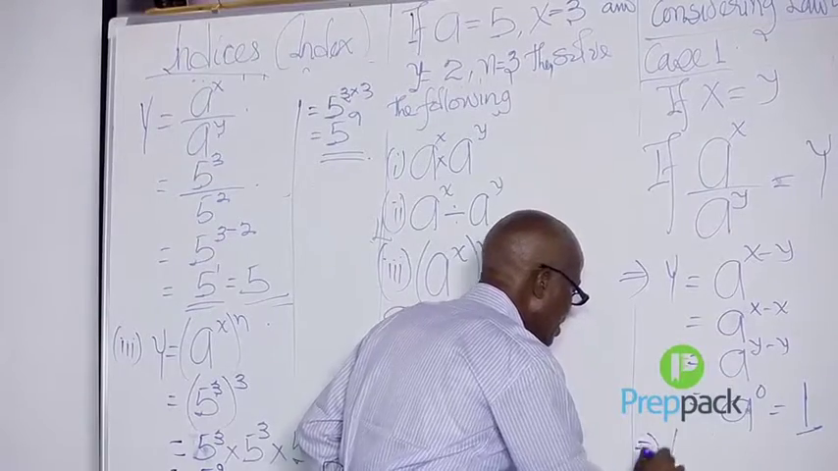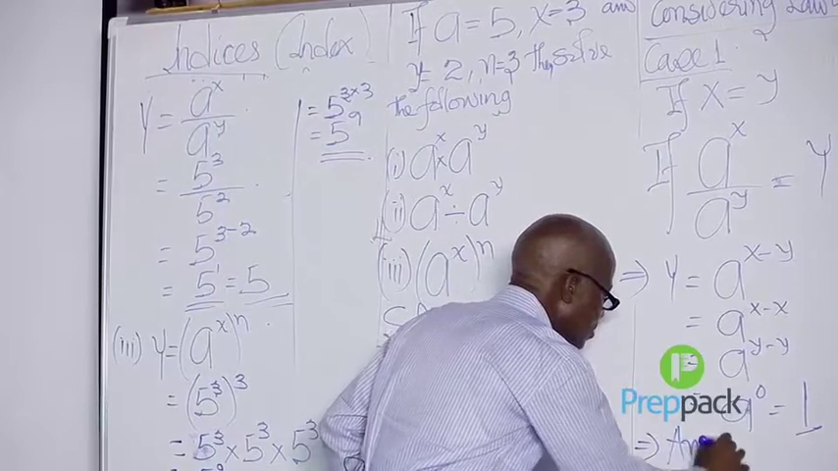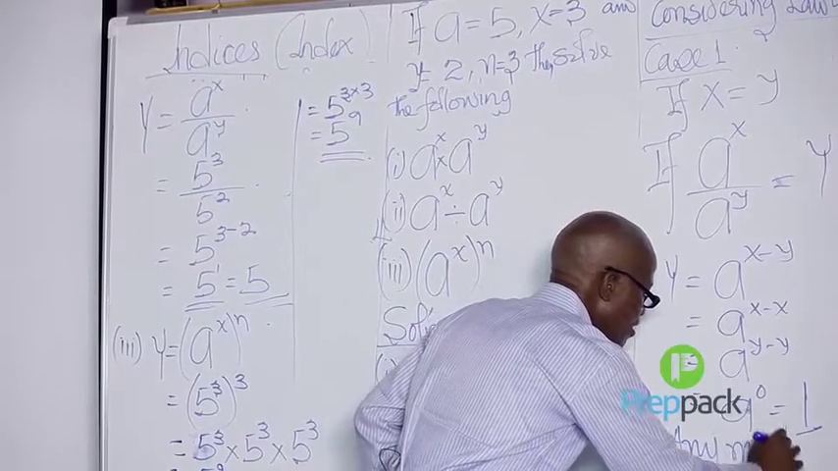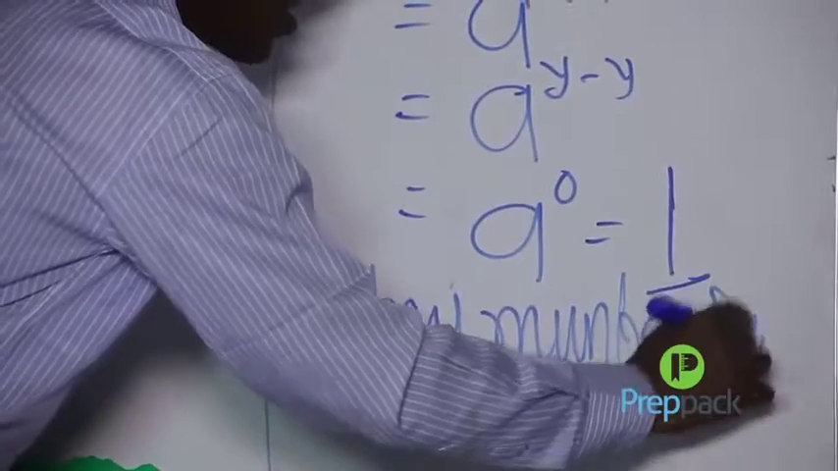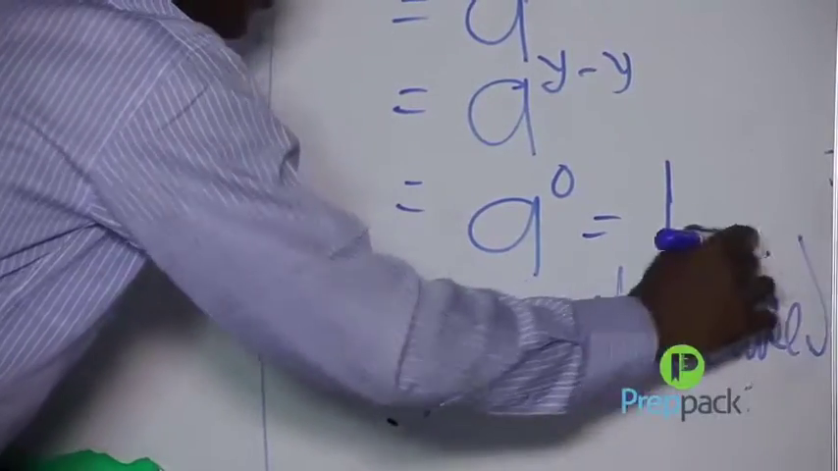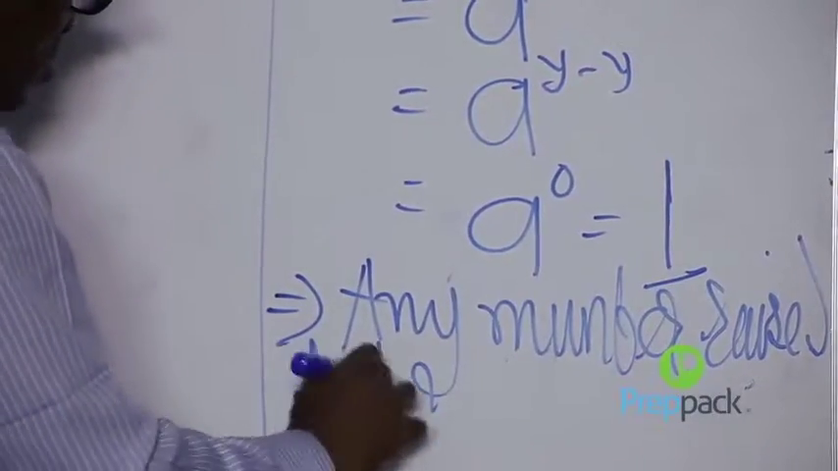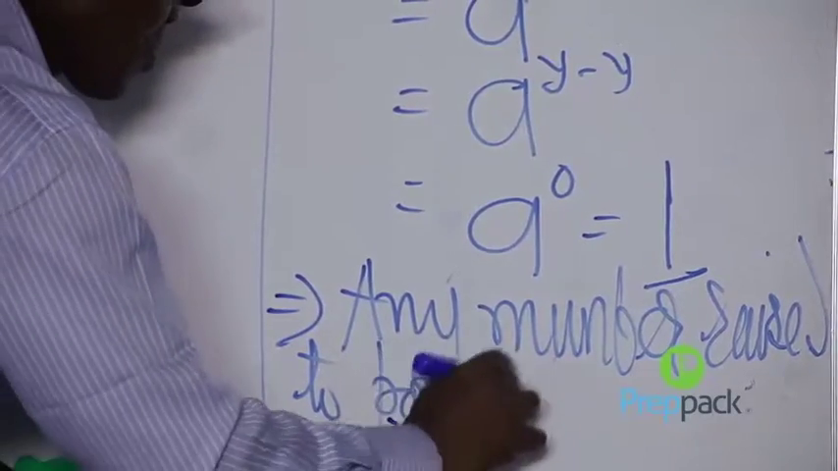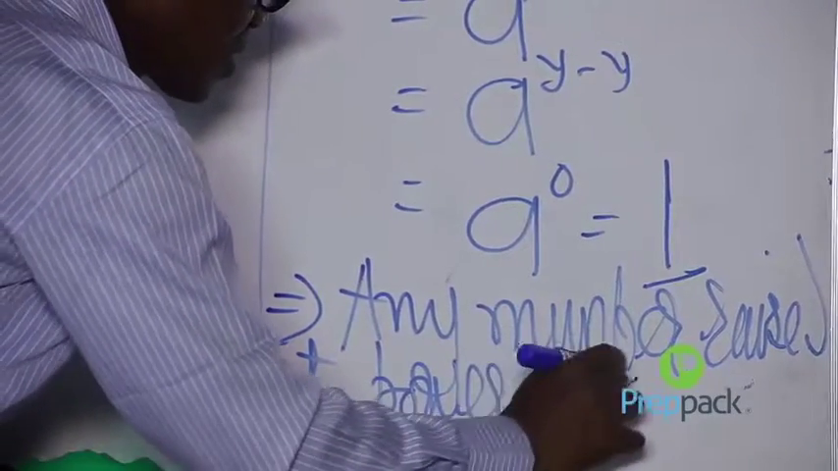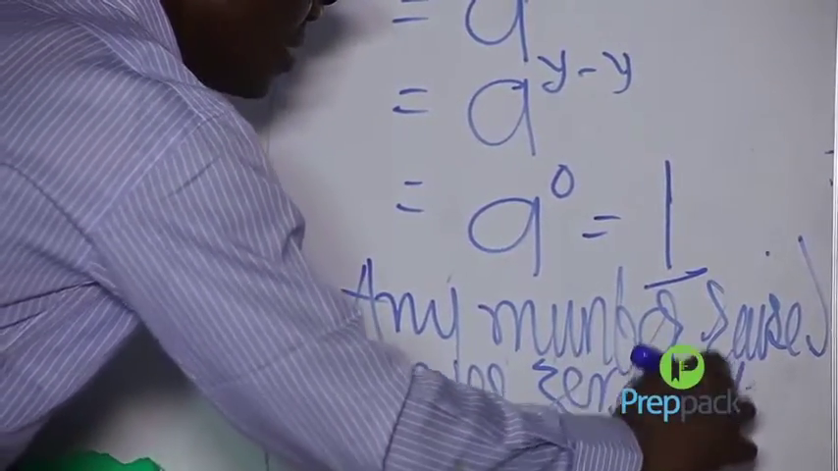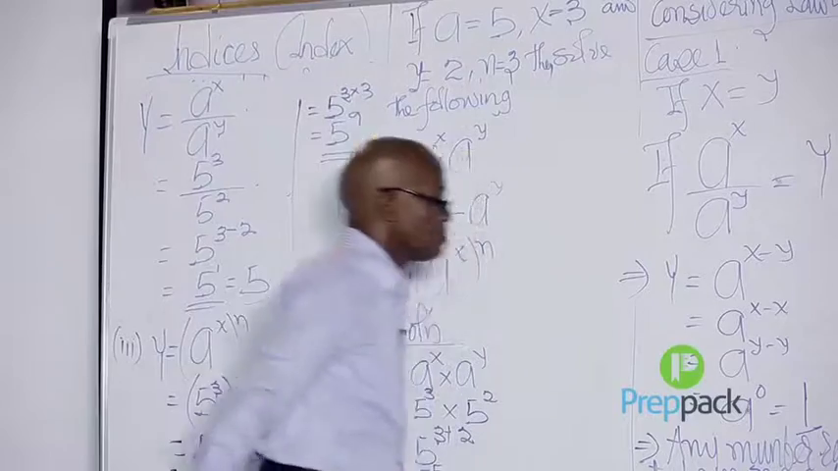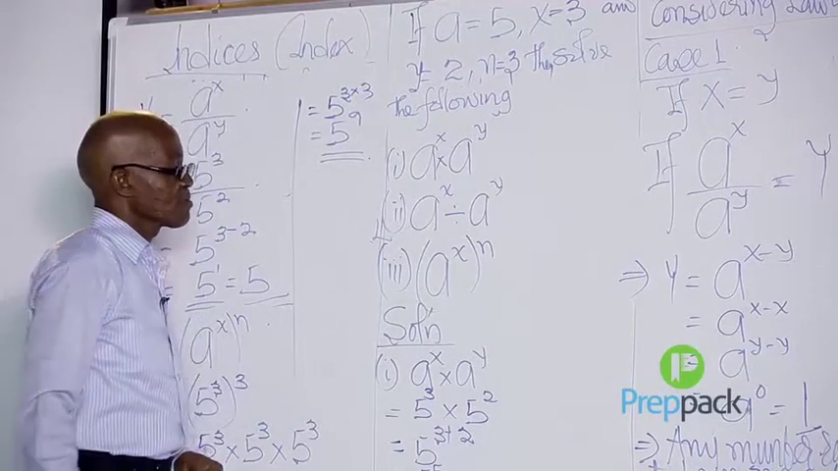This a raised to power 0 is equal to 1. This implies that any number raised to power 0 is 1. Okay, that is the first thing.